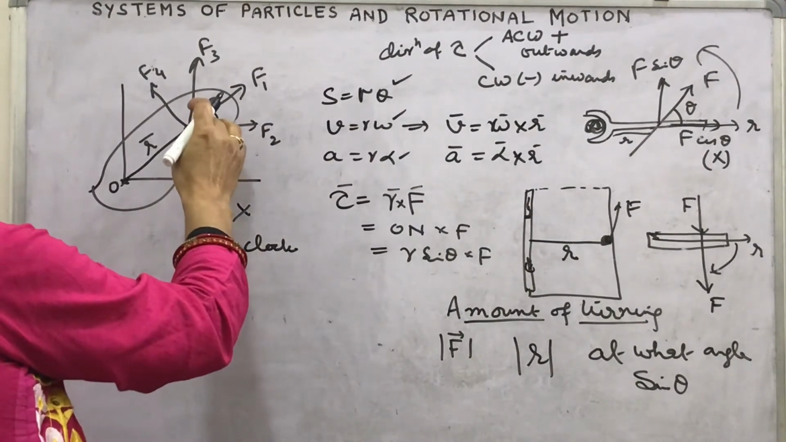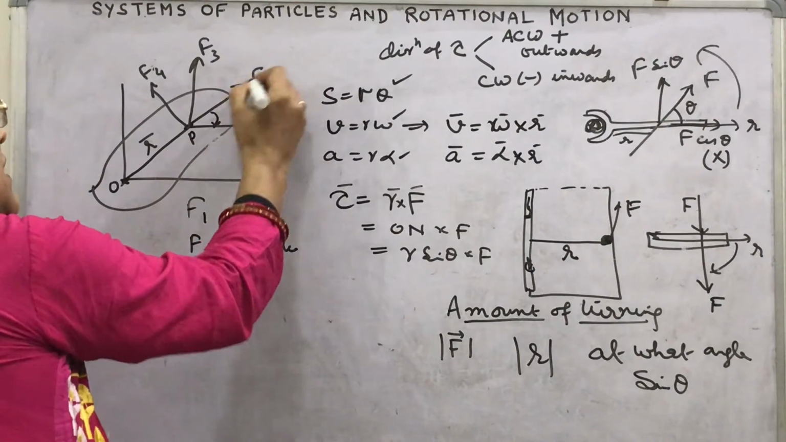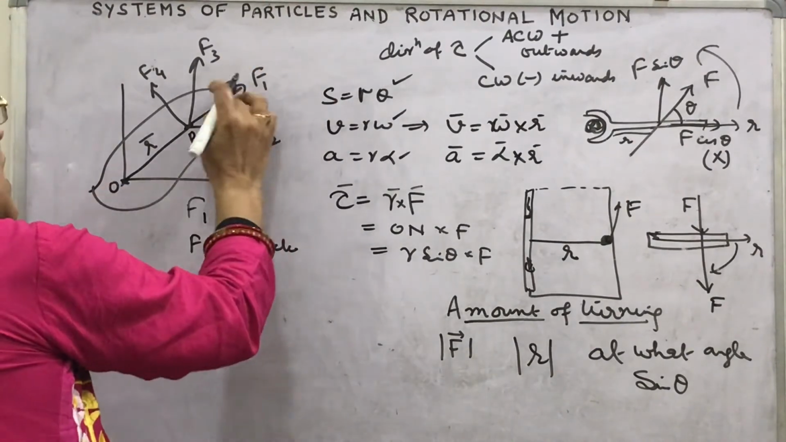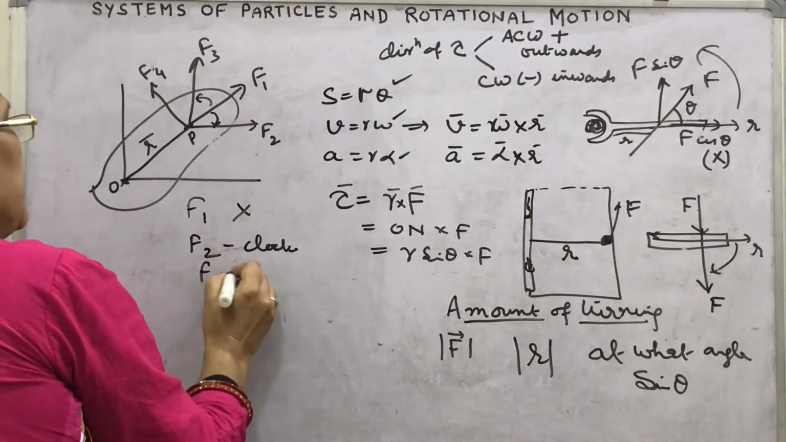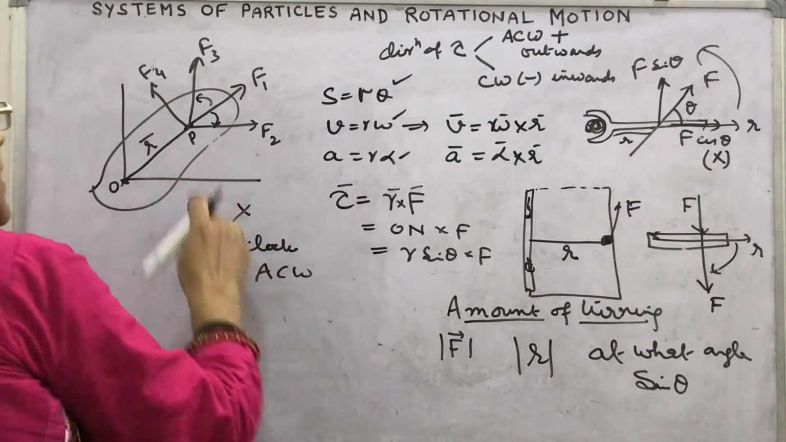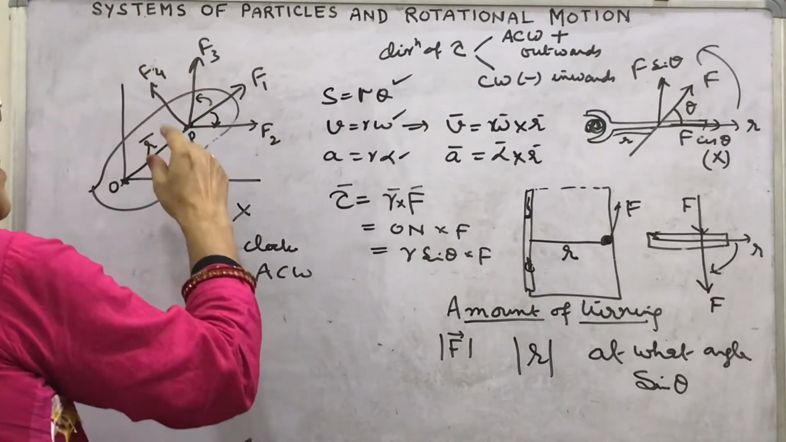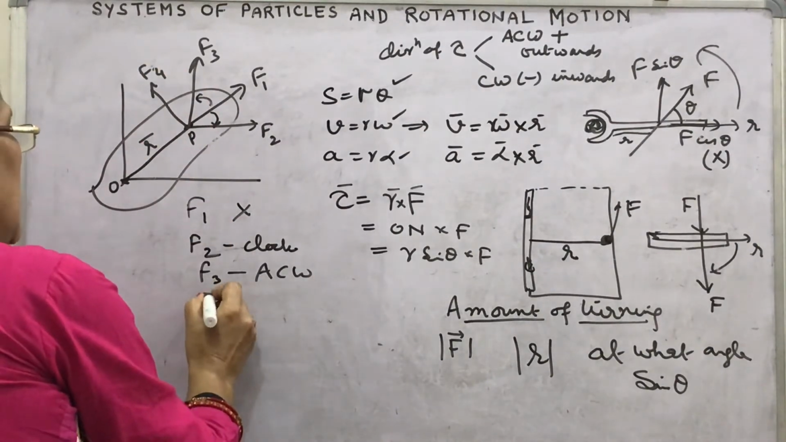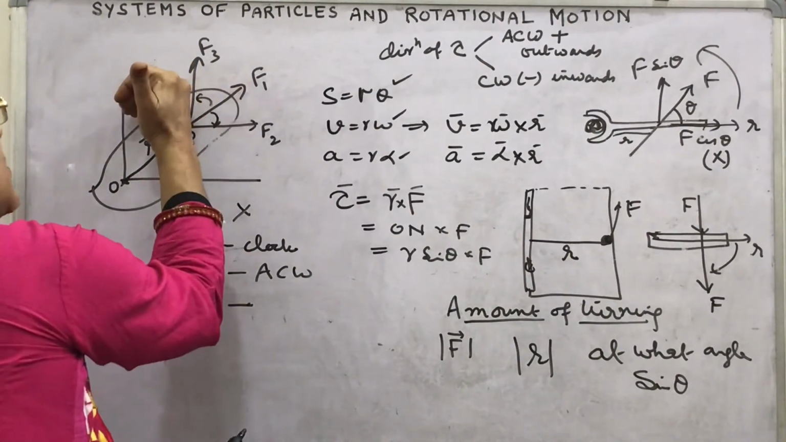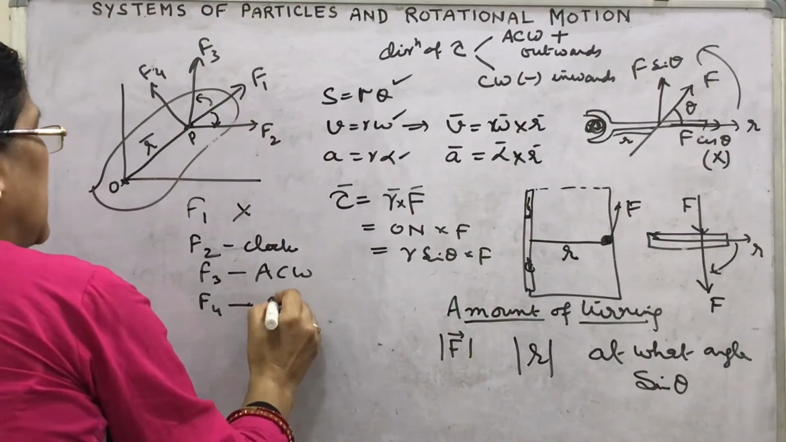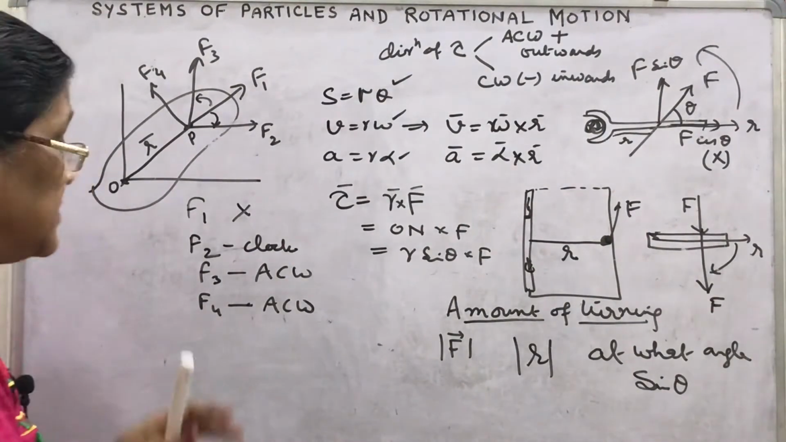What about F3? Here, this is the direction of r and F3. So in this way you can select, F3 will be anti-clockwise. Look, outward, or anti-clockwise, or positive. What about F4? In the same way, r cross F will be outward, that is anti-clockwise. These are the directions.